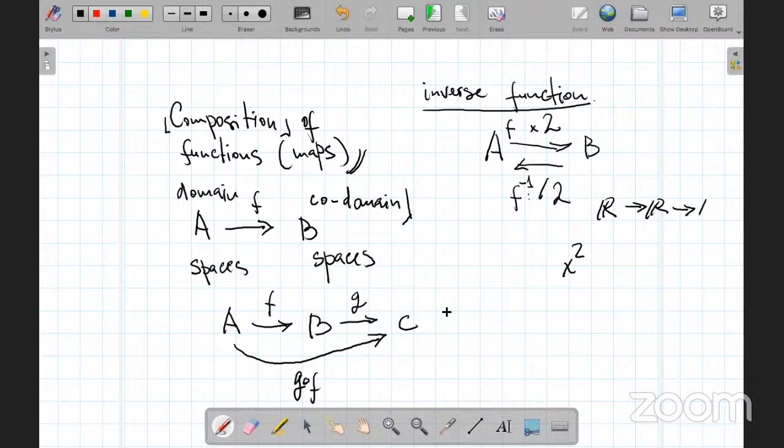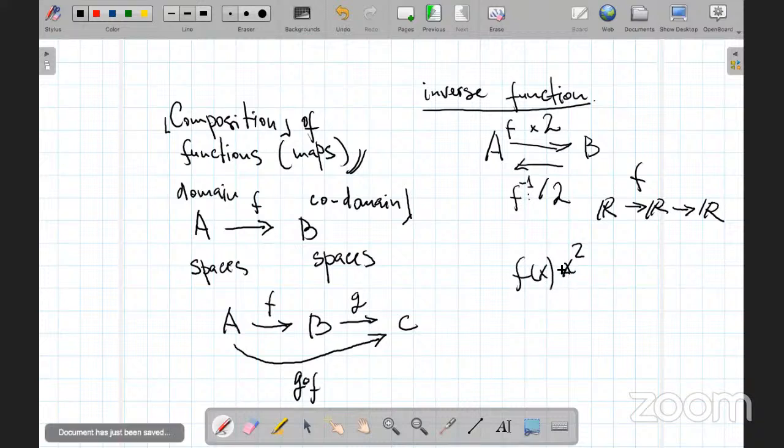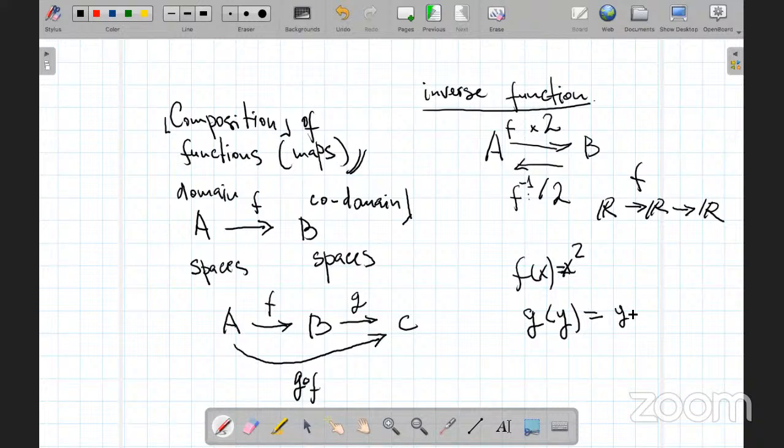Right? So all these A, B, C are the same familiar real numbers. And so my first function, f, takes a number and squares it. So I can write it that way: f of x equals x squared, right? And let my second function, which I call g, but let me now call this variable differently, say y. It adds 1. So it's just y plus 1.